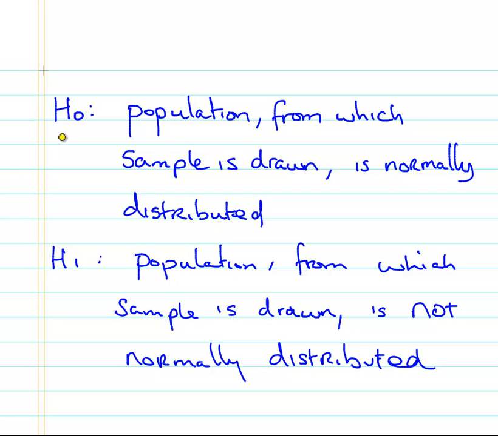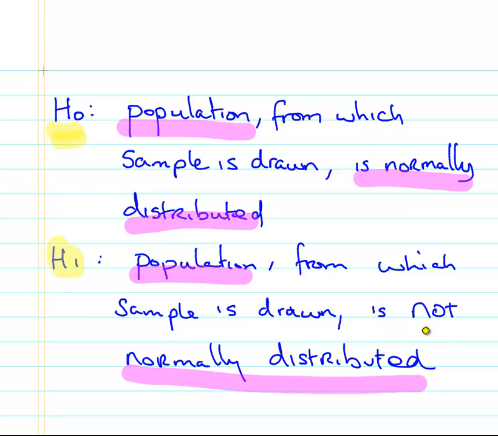So the null hypothesis is as follows: the population from which the sample is drawn, okay, so really we're talking about the population, not the sample, is normally distributed, okay? And the alternative hypothesis, H1, is that the population from which the sample is drawn is not normally distributed, okay? So just watch out for that there. The null hypothesis is that you are normally distributed.